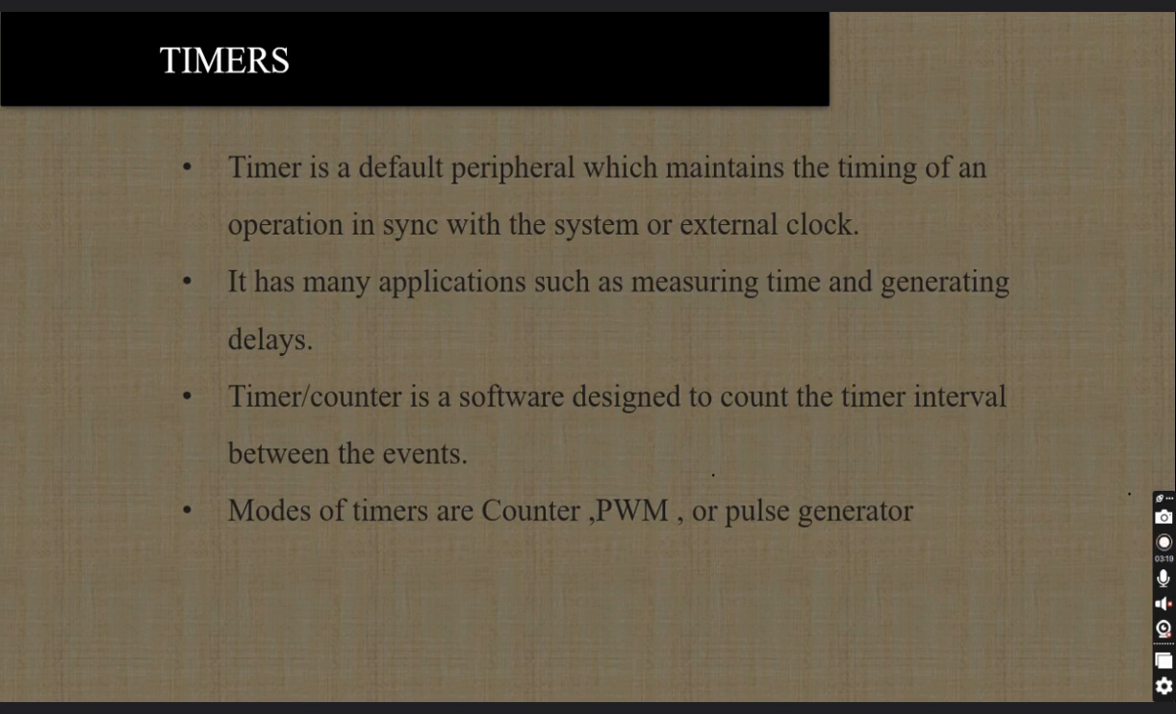Timers. A timer is a peripheral which maintains the timing of an operation in sync with the system or external clock. It has many applications such as measuring time and generating delays. A timer or counter is used to count the time interval between events. Modes of timer or counter: PWM or pulse generator.